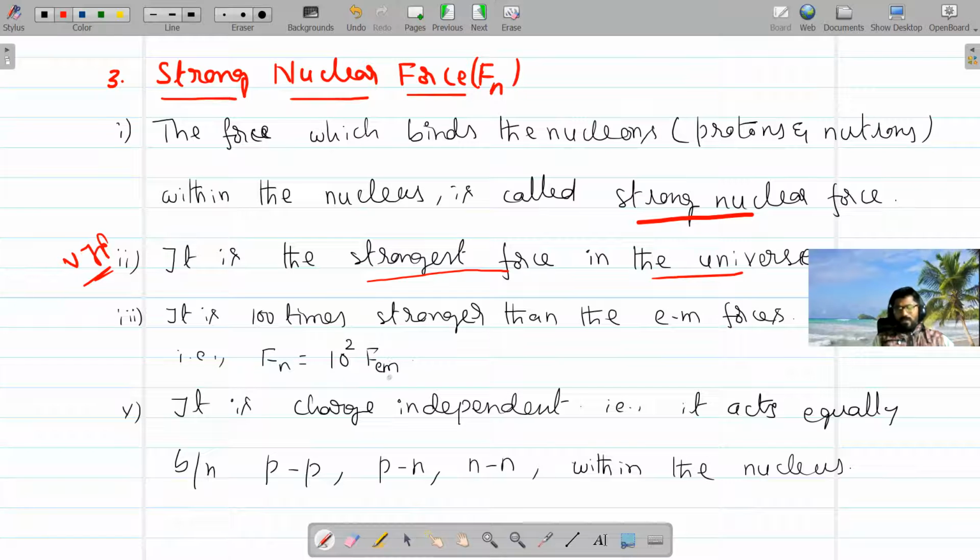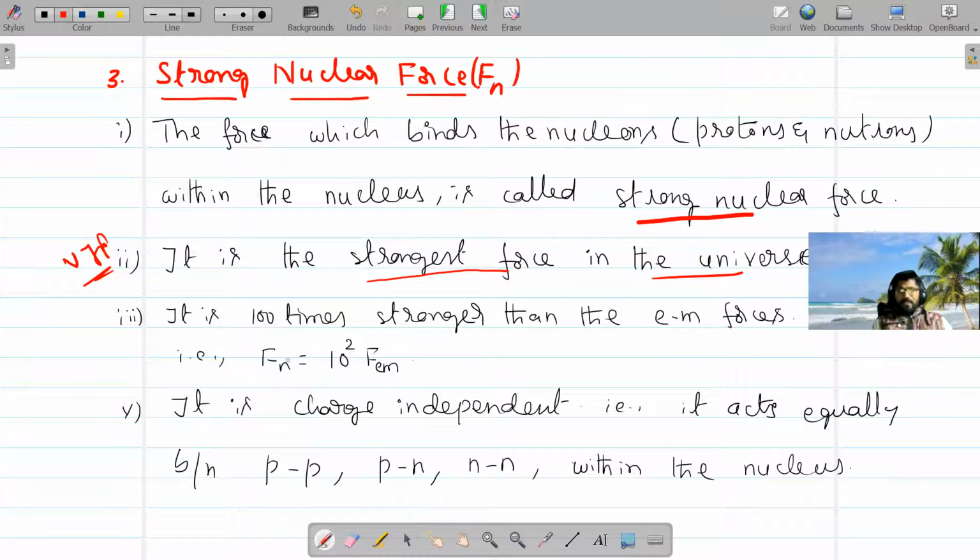Whereas which is the weakest force in the universe? Gravitational force. Strongest force in the universe? Nuclear force, or strong nuclear force. Is it clear, guys? You have to remember that this strong nuclear force is 100 times stronger than the electromagnetic force. That means nuclear force is 10 power 2 times the electromagnetic force. For example, within the nucleus, protons and neutrons will be there. Between protons and protons, because of the charge, electrostatic force of repulsion will be there, and the nuclear force also will be there. Here the nuclear force is 100 times stronger than the electromagnetic force of repulsion. That is the meaning of it.